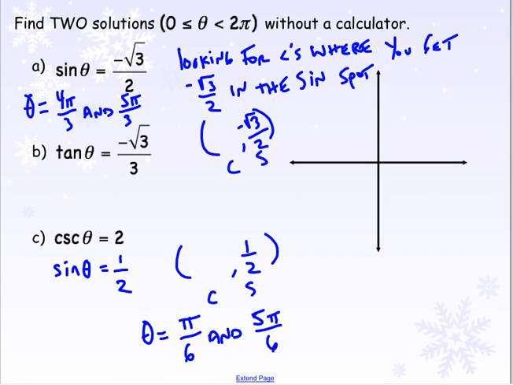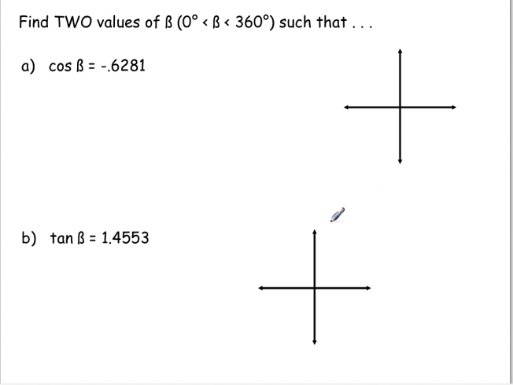Okay, last page. Make sure that you understand this stuff because you're going to be using your calculator, but the problem is your calculator is only going to give you one out of the two answers. So you have to be extra clever and figure out what the second answer is. So I'm going to try to walk you through that.